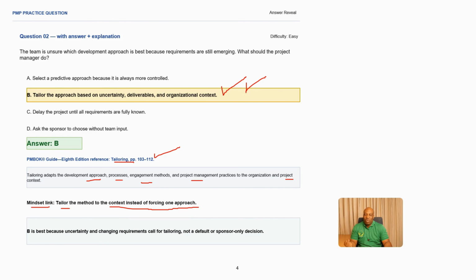In practice, always tailor every approach based on the project context, not just because it has been written somewhere or was said by someone somewhere. So that makes B the best answer because uncertainty and changing requirements call for tailoring, not a default or sponsor-only decision. Okay, so this makes B the best answer.